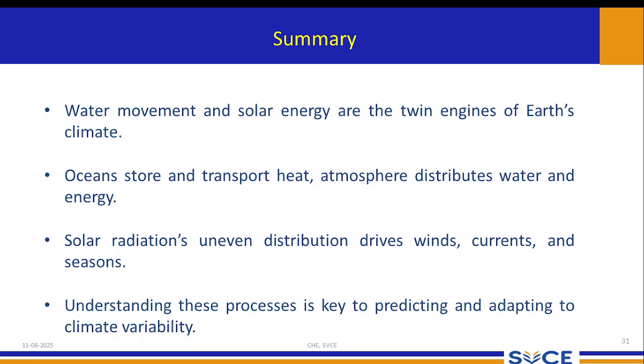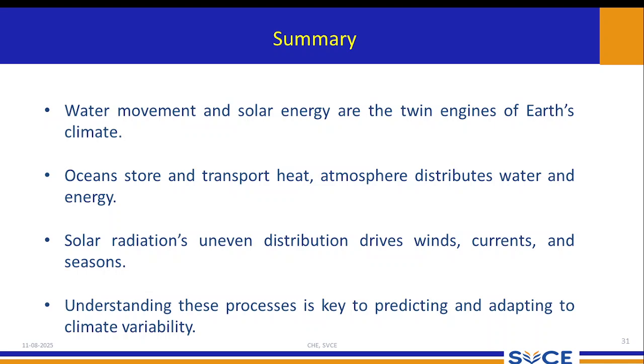Water movement and solar energy are the twin engines of the Earth's climate. So the movement of water and the solar energy are very important; they shape the Earth's climate. Oceans store and transport heat. The atmosphere distributes water and energy. Uneven distribution of solar radiation drives the wind currents, ocean currents, and seasons. Understanding this process is key to predicting and adapting to climate variability.